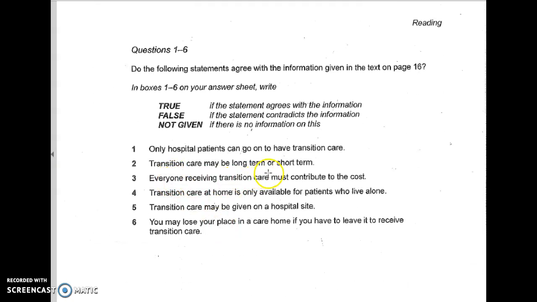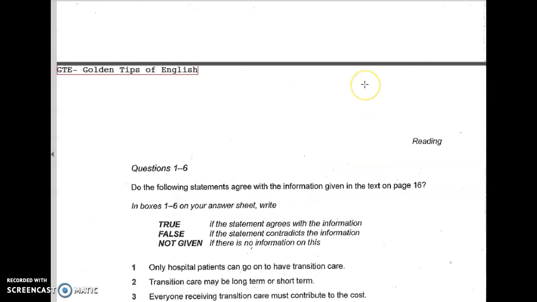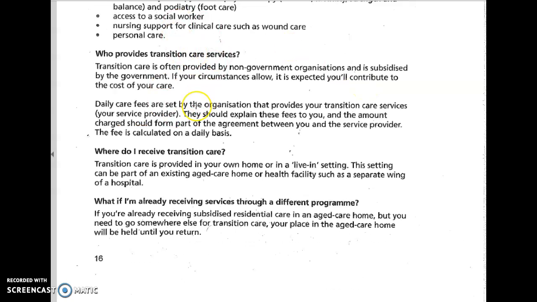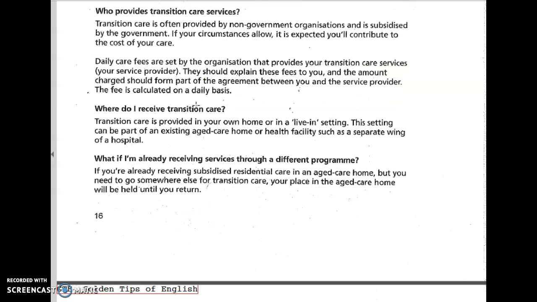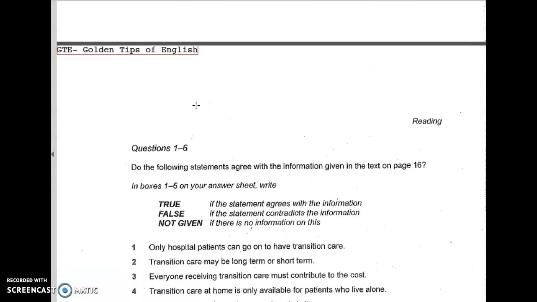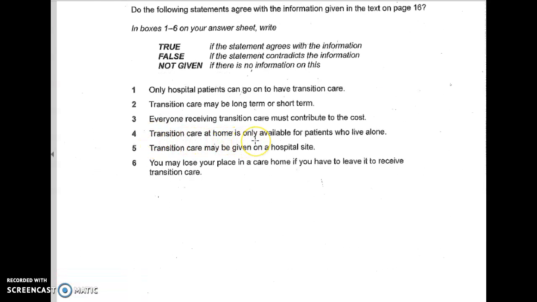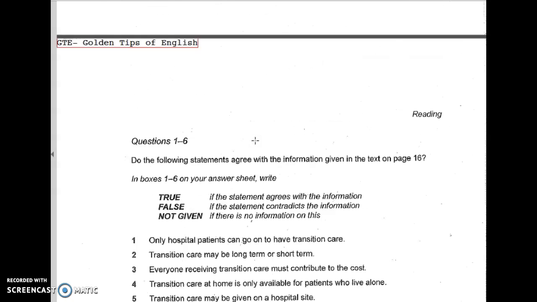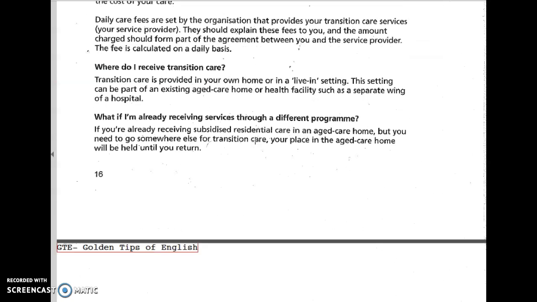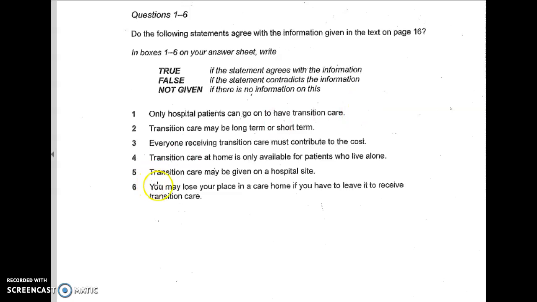Okay, so I would say maybe long-term or short-term. Yeah, I would say it's true. It depends what you need. Everyone receiving transition care must contribute to the cost. They said that, we're talking about it. Yeah. Transition care at home is only available for patients who live alone. Didn't say that. Live-in setting. Your own home can be part. No, they don't say anything about it.